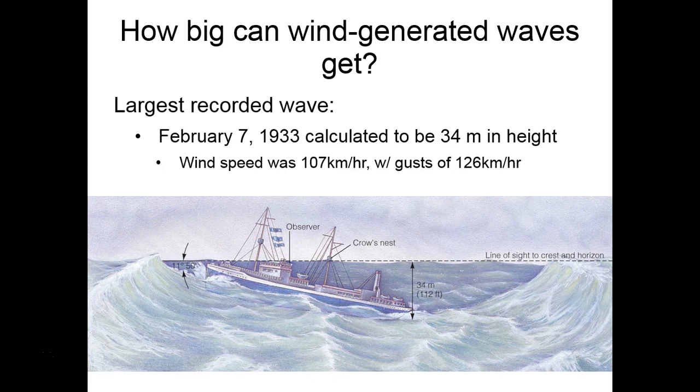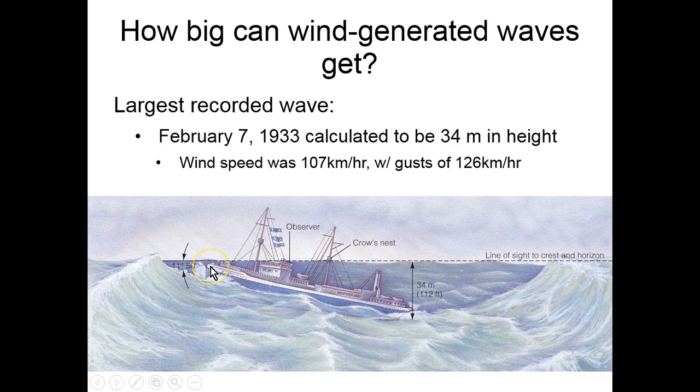Now, the largest wave to be recorded or calculated was calculated on February 7th, 1933. It was calculated to be 34 meters in height, and this was on a U.S. Navy tanker. I think it's called the USS Ramapo. And a Navy lieutenant decided that he was going to use the length of the ship to calculate the actual height of the wave.